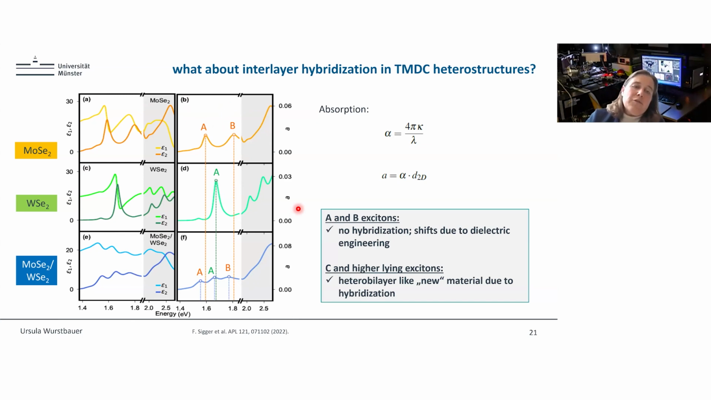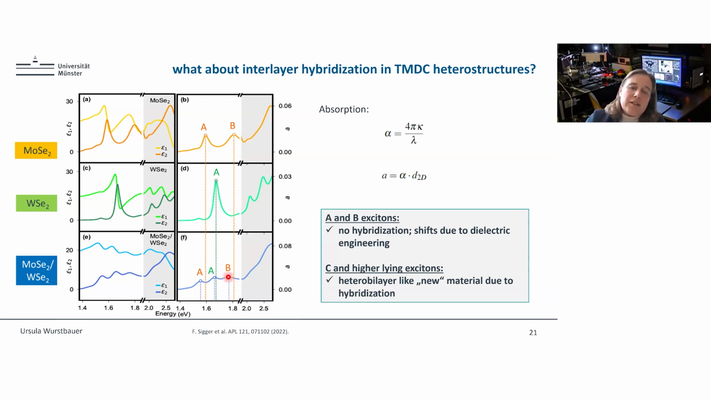Interestingly now, if we have a look at the combined region, the tungsten diselenide, molybdenum diselenide region, we first of all see that the excitonic transitions are redshifted and broadened. That's something we can understand because we change the dielectric environment, and we might have some additional coupling which widens the structure and shortens the lifetime.